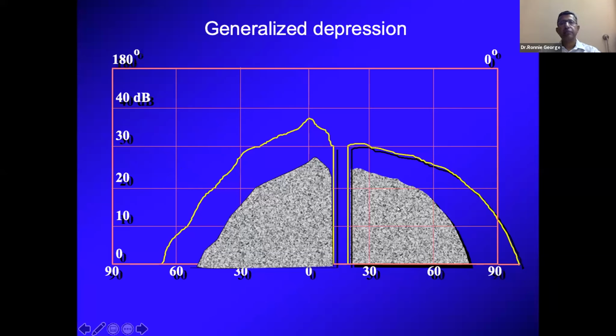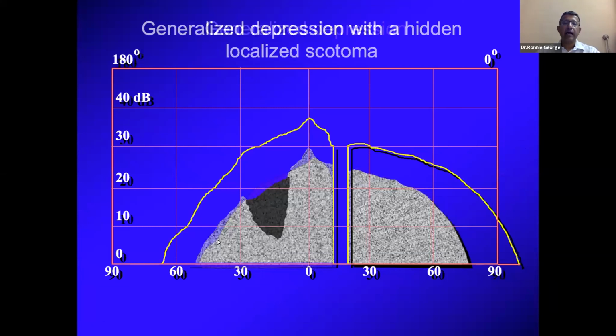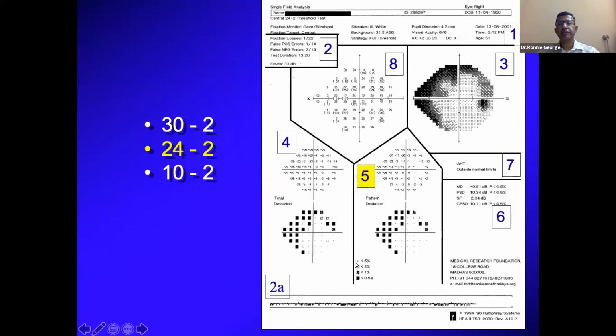And this is challenging because glaucoma occurs in the same age group as people develop cataract and other age-related issues, miosis. So we need to be able to differentiate generalized depression from a visual field defect, because if you have a visual field defect like this and you have generalized depression, you may miss the visual field defect because the entire field is depressed. And that's why you have zone 5, which is the pattern deviation plot.